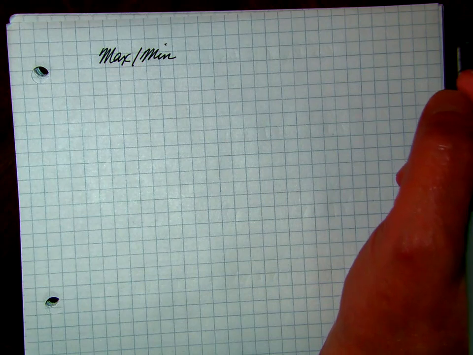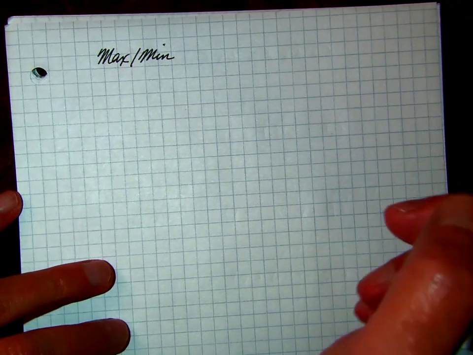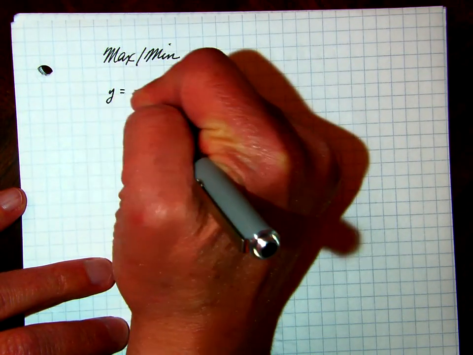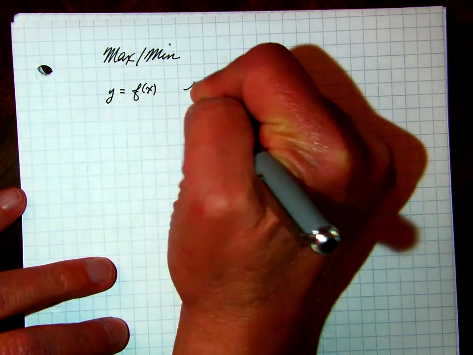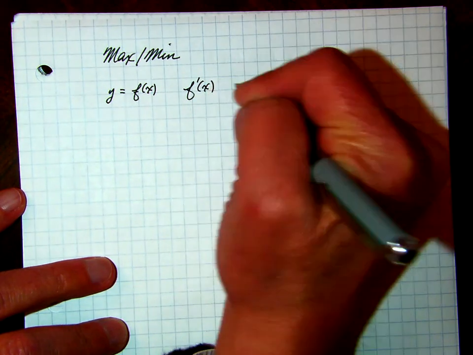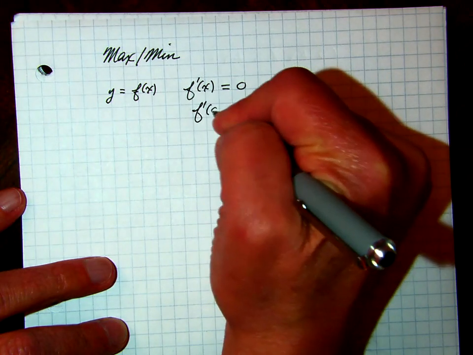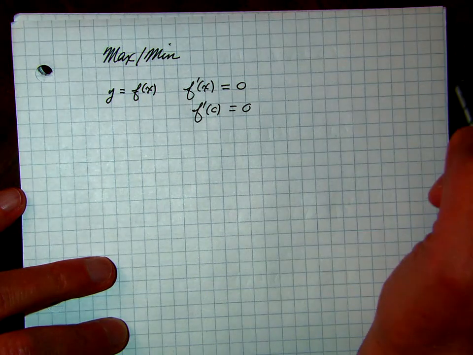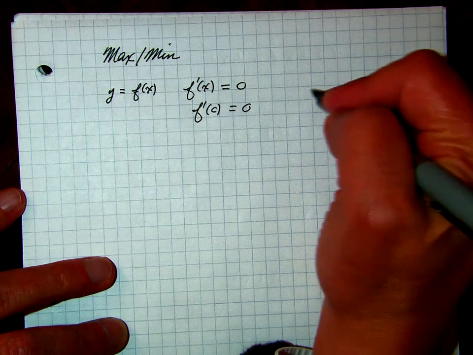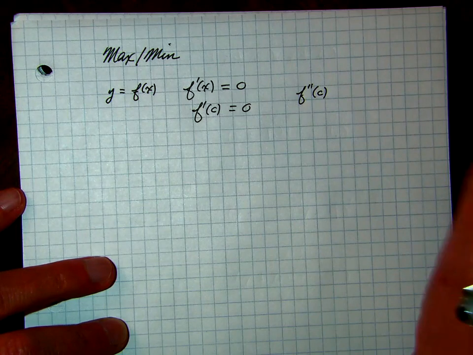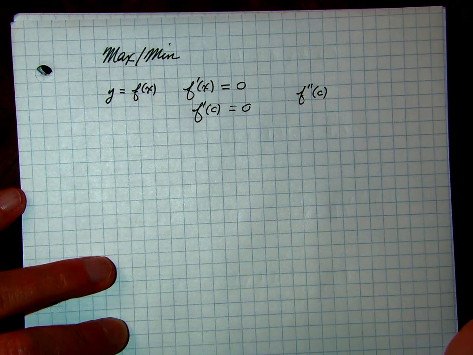We all know how to find maxima and minima of functions of a single variable. It's fairly straightforward. You take y equals f of x, you compute f prime, you set it equal to 0, you find values where f prime is 0 or undefined, and then you test the second derivative to see whether it's concave up, concave down, whether it's a minimum or a maximum. And that's something we've done several times.